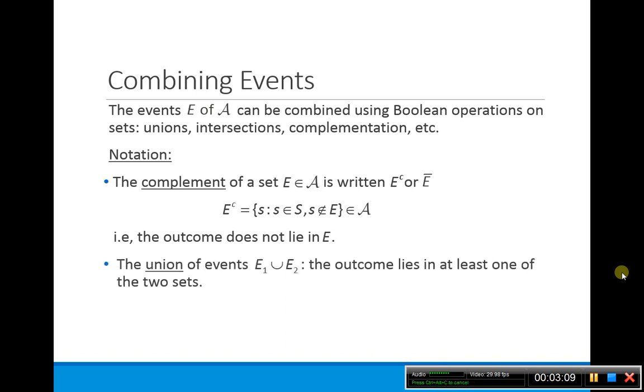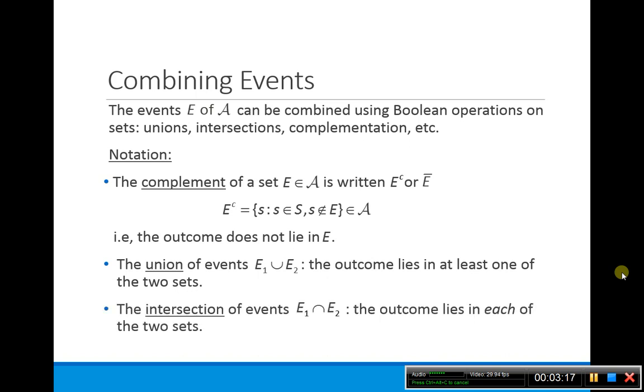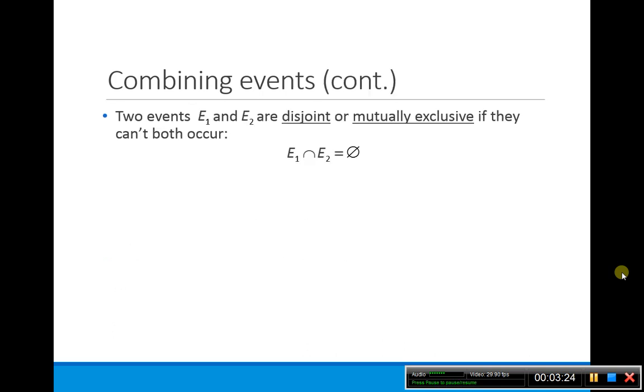Union is just what you think. If you have a union of two events, E1 and E2, then the union is everything that is in at least one of the two sets. The intersection of events E1 and E2 is everything that is in common between those two sets. Two events are called disjoint or mutually exclusive if when you intersect them you get the empty set. Basically, there's nothing in common between the two events.